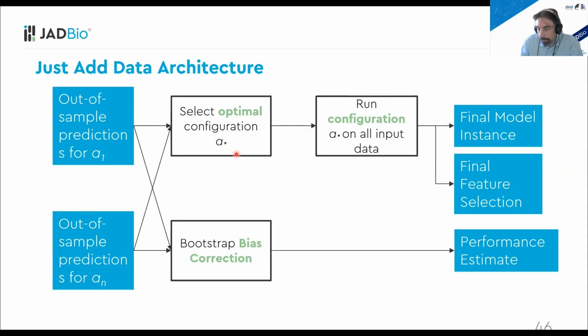And we can choose the best, the winning one. Then based on this winning one, we can run it on all the data, so we don't lose any samples to estimation. And that produces our final model and our final feature selection. And then we also feed these predictions to our bootstrap bias correction protocol to get an unbiased, accurate performance estimate of this final model.